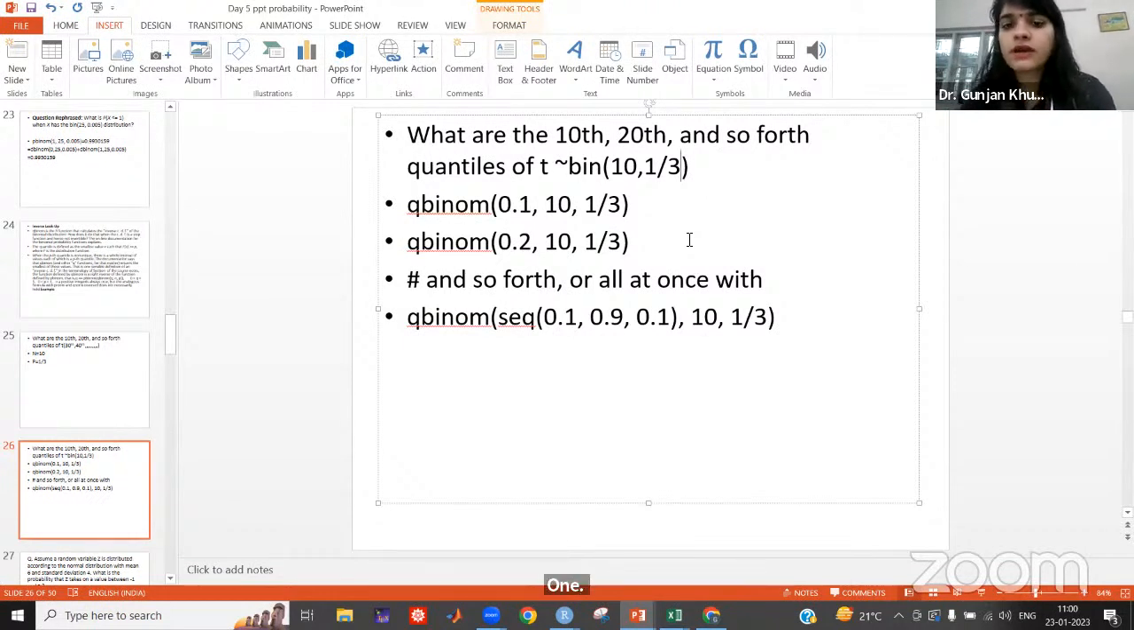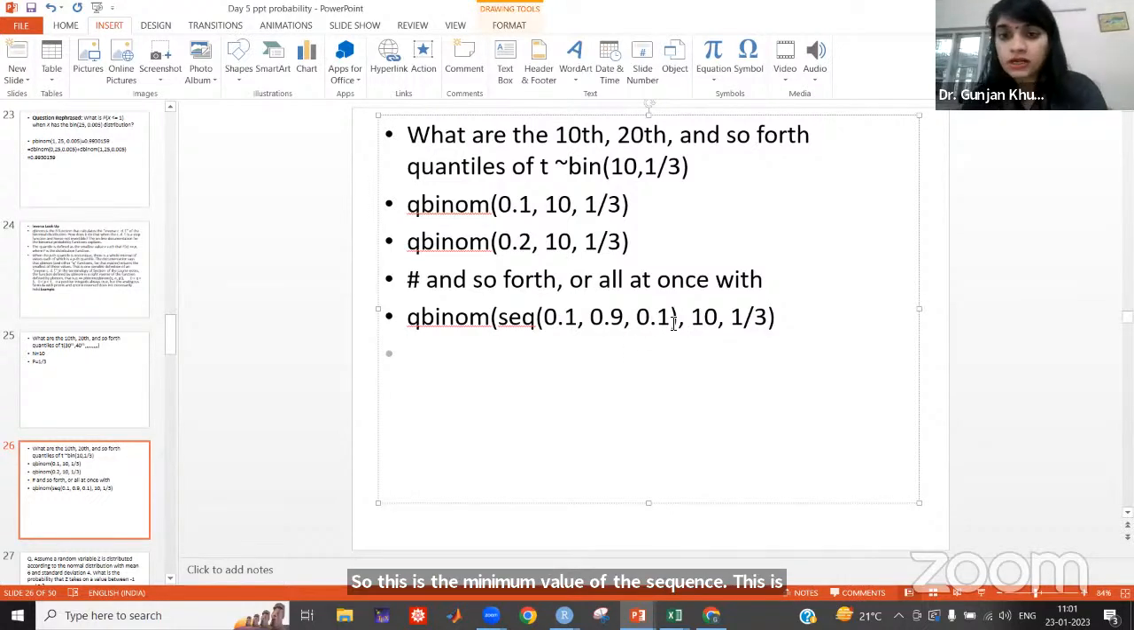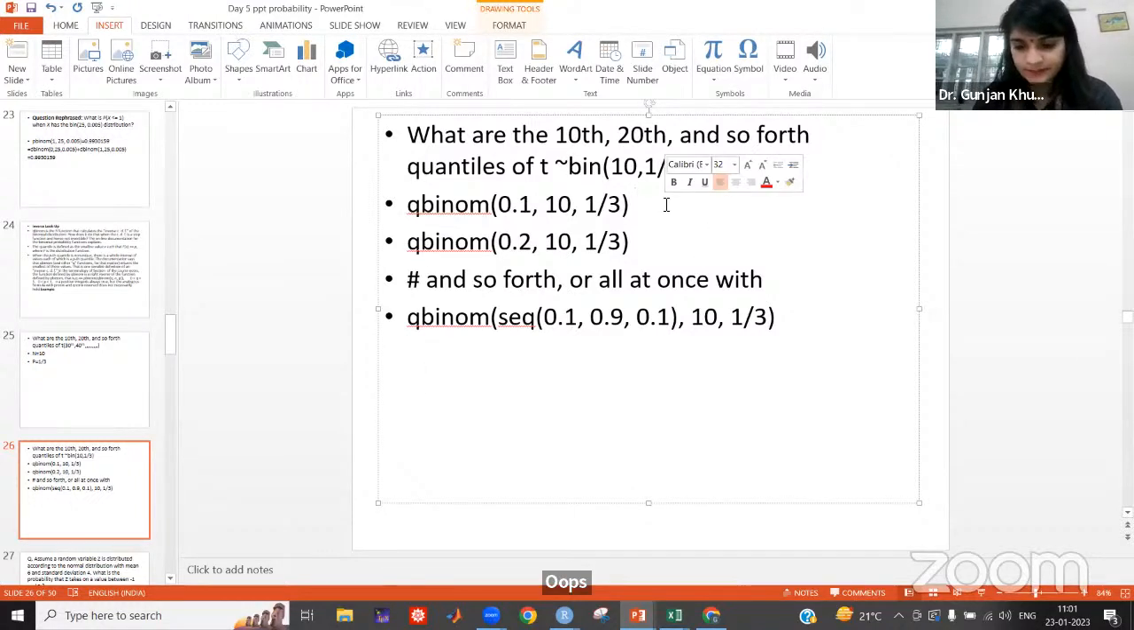And if I want to calculate the 10th, 20th, 30th, 40th, 50th, 60th, 70th, 80th, and 90th quantiles, then I will be using this command Q binom with a sequence: 0.1, 0.2, 0.3 up to 0.9. This is the minimum value of the sequence, this is the maximum value of the sequence, and this is the increment you want, along with the other parameters. So I want you to give me the answers.